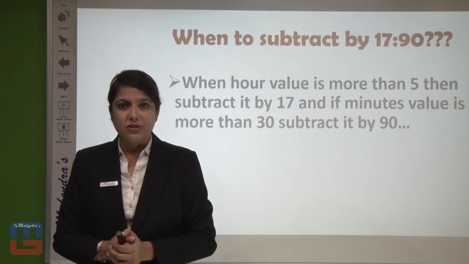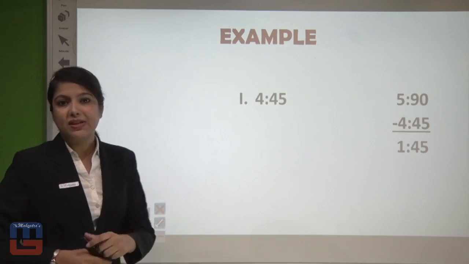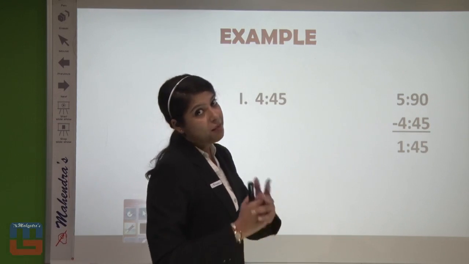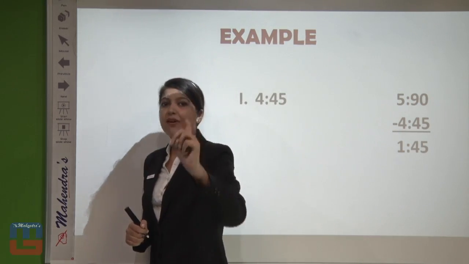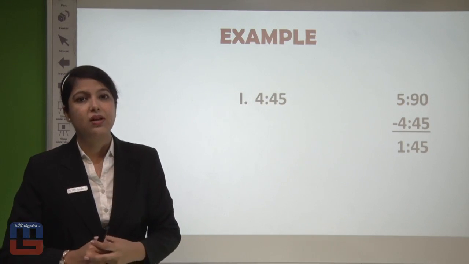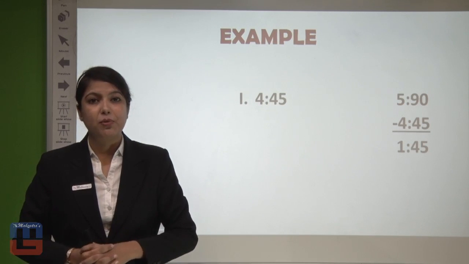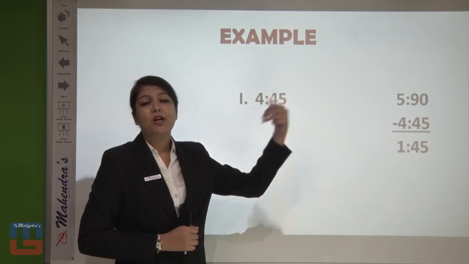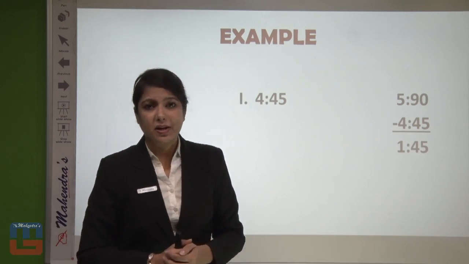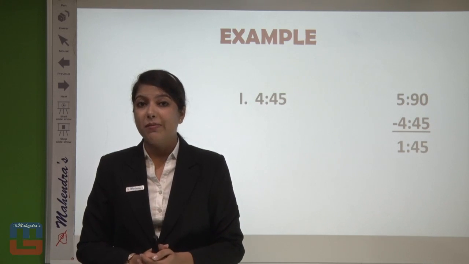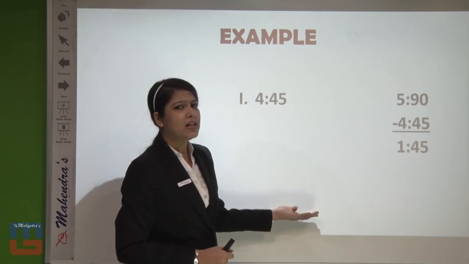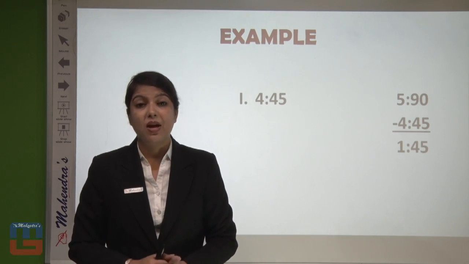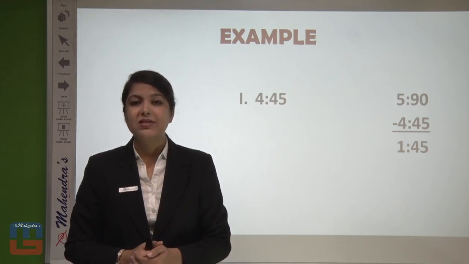Now let's take an example, 4:45 is the time I have taken. 4:45 includes both conditions: the hour value is less than 5 and the minute value is more than 30. It is very easy. 4 is less than 5, so we subtract it from 5. 45 is more than 30, so we subtract it from 90. That means we are subtracting the given time from 5:90. 5:90 minus 4:45 gives us the time 1:45. So 1:45 will be the water image for this question.